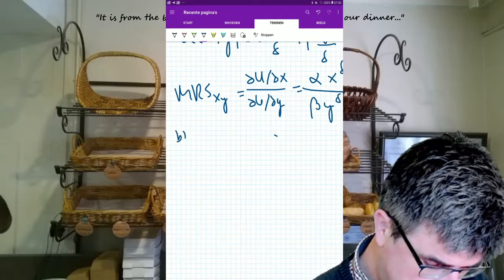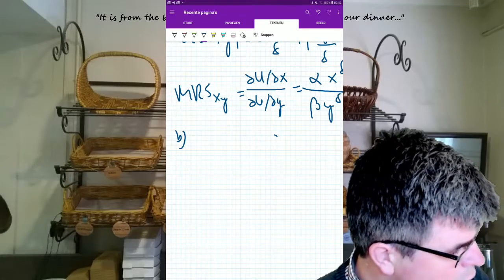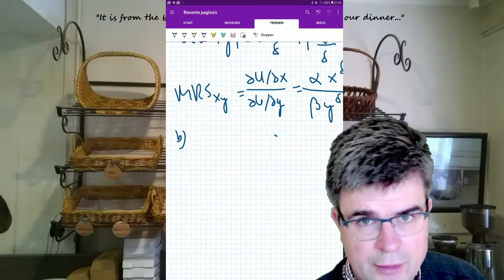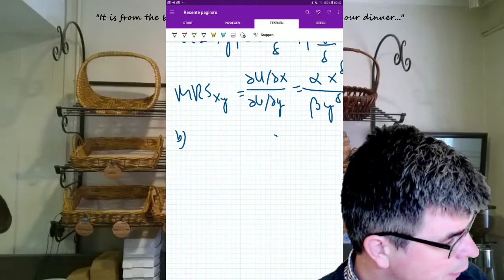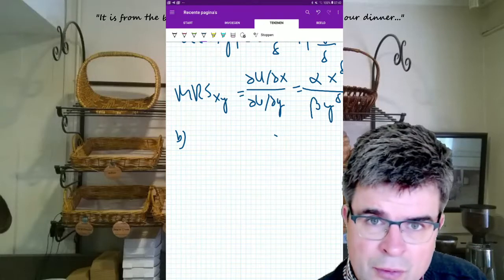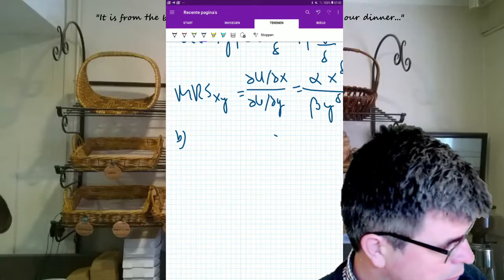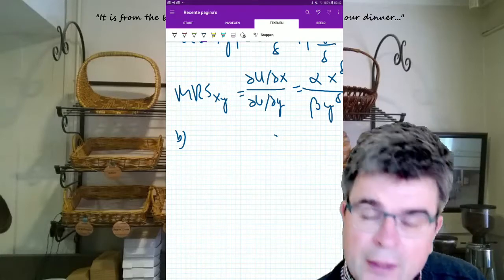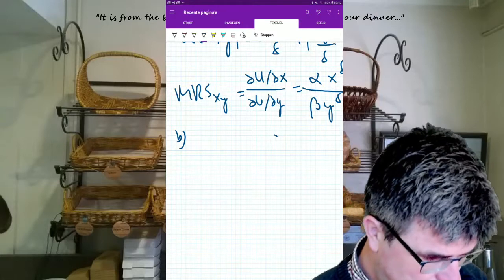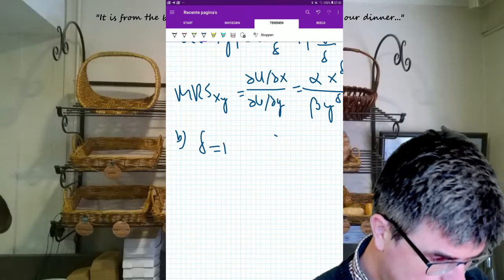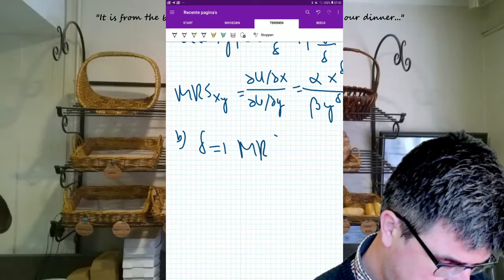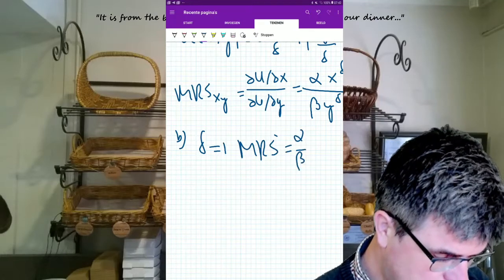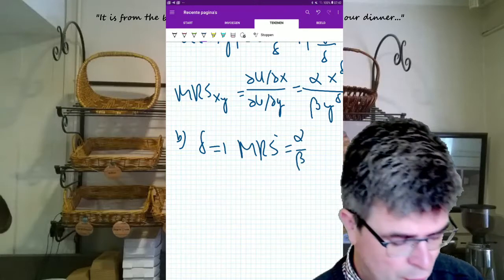And in B, we have to show that the results from part A agree with our discussion. So the discussion in the lecture, that the case with delta equal to 1 is the case with perfect substitutes, and the case with delta equal to 0 is the Cobb-Douglas case. Well, if delta is equal to 1, then the marginal rate of substitution reduces to a constant, and this constant is equal to alpha over beta.